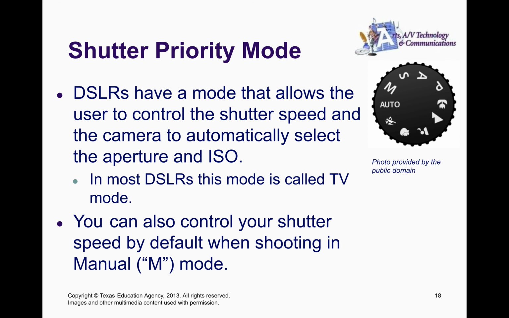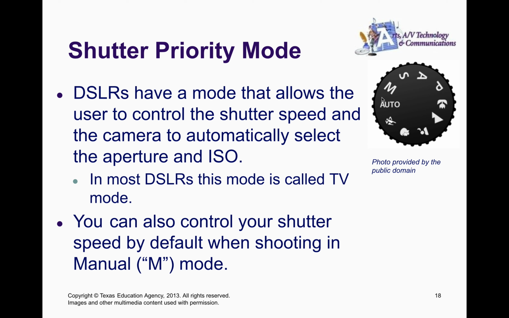So, shutter priority mode. DSLR cameras have a mode that allows the user to control just the shutter speed, and the camera automatically does the other things. Most of the time it's called TV mode, but sometimes it's called S. So it's TV or S for shutter, and M mode, right? This is aperture, S, M for all of them. We'll learn how to use all of them soon, but we're not quite there yet.